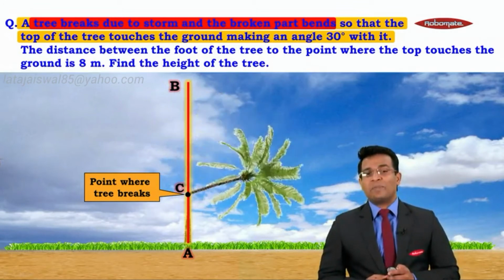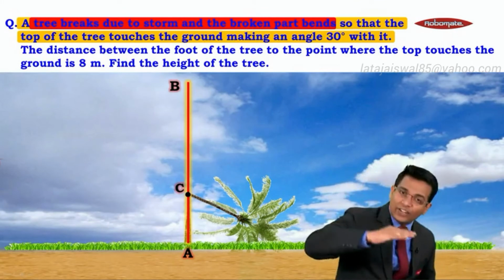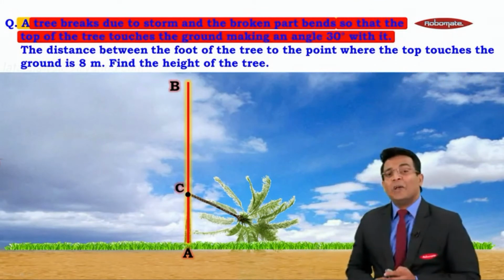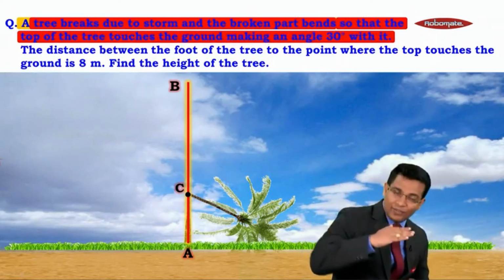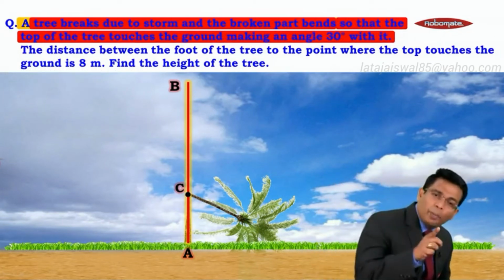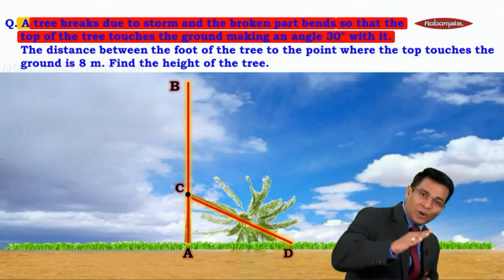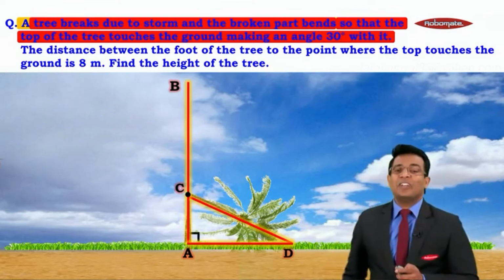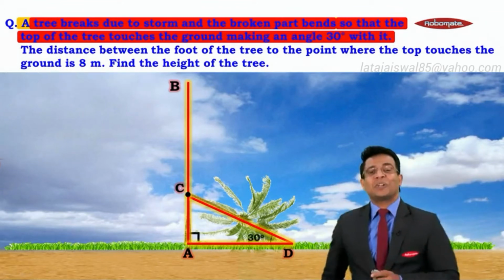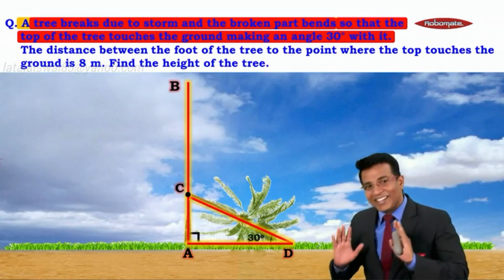So, now the tree breaks. See, the tree broke, right? And the top of the tree touches the ground, making an angle of 30 degrees with it. That means that broken part which you see there has fallen and the top touches the ground, making an angle. The top of the tree is nothing but D, and the angle which is made with the ground is given as 30 degrees. This is what is given in the sum. You understood what we are supposed to draw? Which angle is 30? Easy, right?